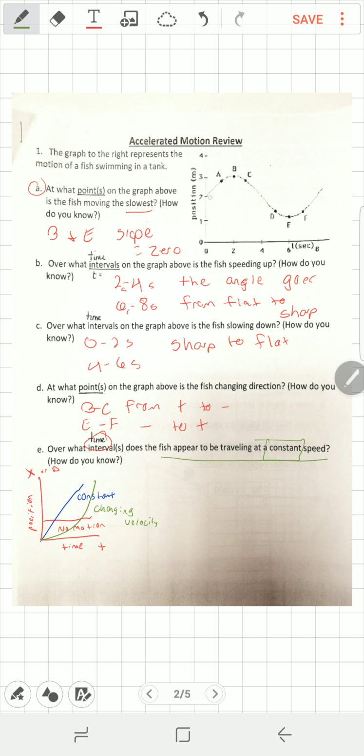Okay, we have 0 to 2 seconds, it's slowing down. That's a curve there. From 2 to 4 seconds, you have this from the C to D range. That's the only time I see a constant line here. That's the only time I don't see really a big curve. So the answer to the question is going to be 2 to 4 seconds. And the reasoning why? It's a diagonal line. That's the reason. Okay, let's go to the next page.